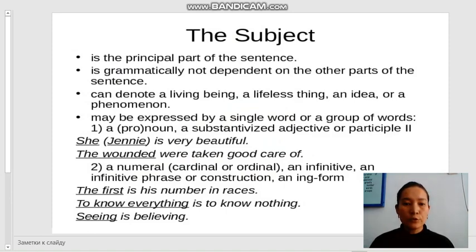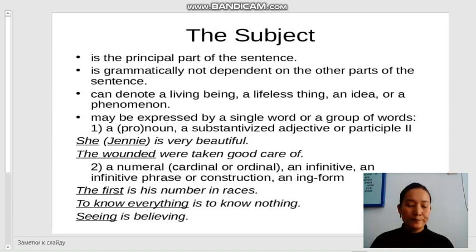Next, the subject. The subject is as well the principal part of the sentence. It is grammatical and not dependent on the other parts of the sentence. So it's the backbone of the sentence and can denote a living being, a lifeless thing, an idea or a phenomenon. It may be expressed by a single word or a group of words, a pronoun or noun or a substantivized adjective, a participle too. For example, she or Jenny is very beautiful. So we can change the subject with a pronoun or noun.